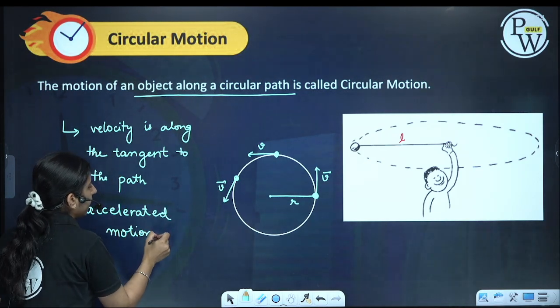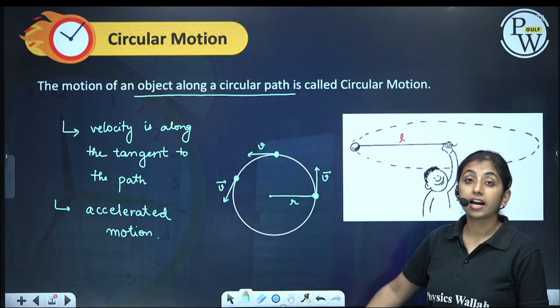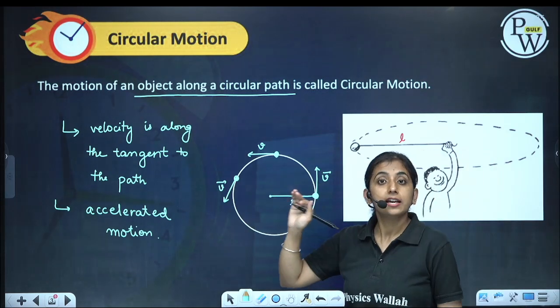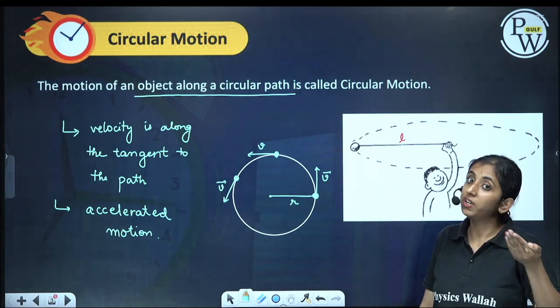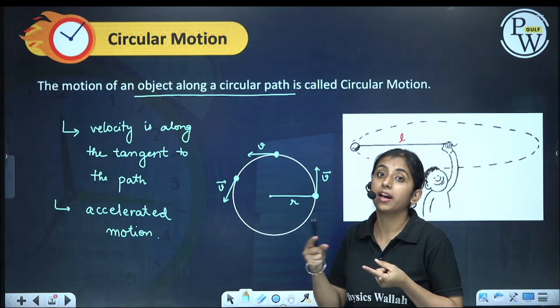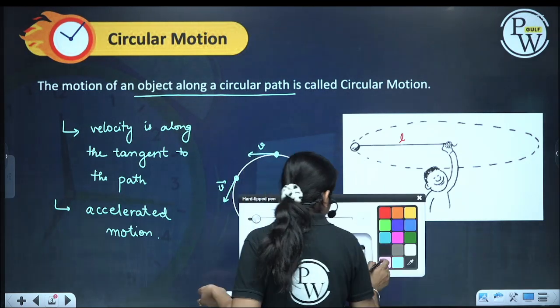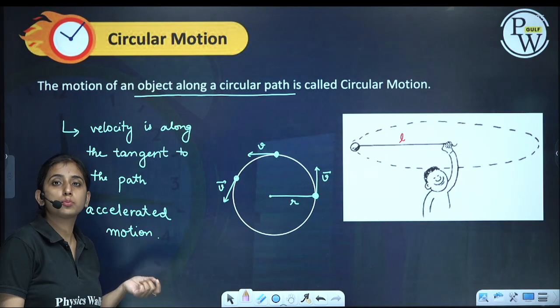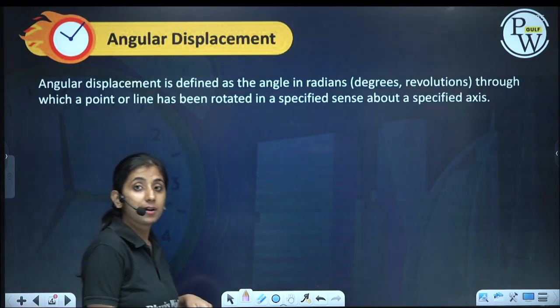There will be an acceleration which is responsible for changing the direction of the motion as well as its speed. Even if it is moving with constant speed, the direction is changing, so v is changing. If v is changing, we have acceleration. So what is circular motion? When a particle is moving on a circular path, such a motion is called circular motion. Now let us do the parameters.